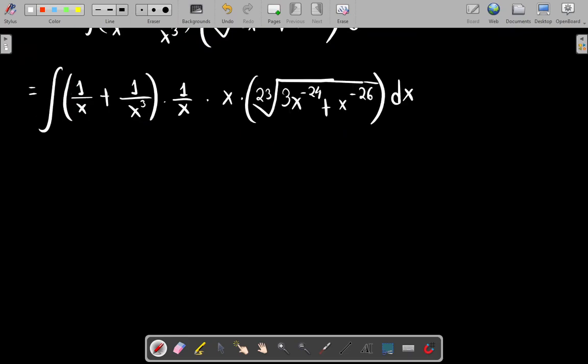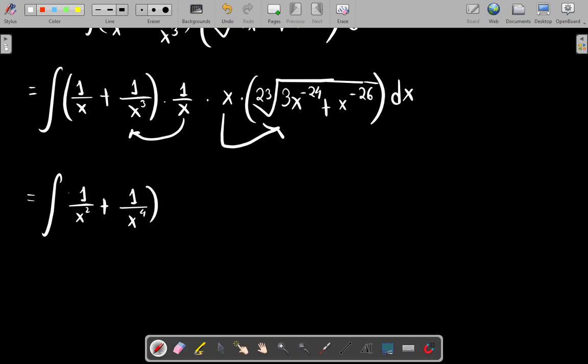Now I will try to multiply this 1 by x with this term, and take this x inside this 23rd root. Let us see what happens now. If I multiply 1 by x with each of these terms inside the bracket, the first term will now become 1 upon x square plus 1 upon x to the power 4, right?